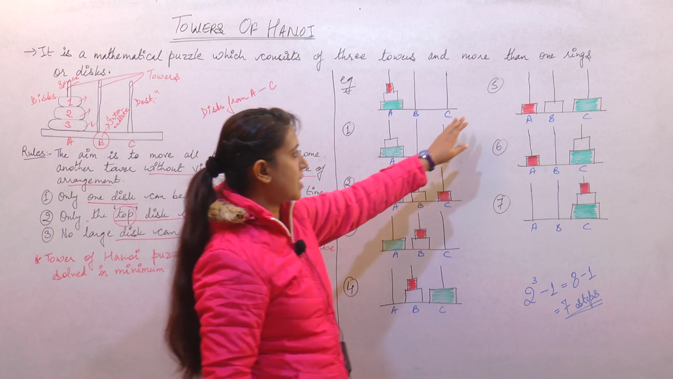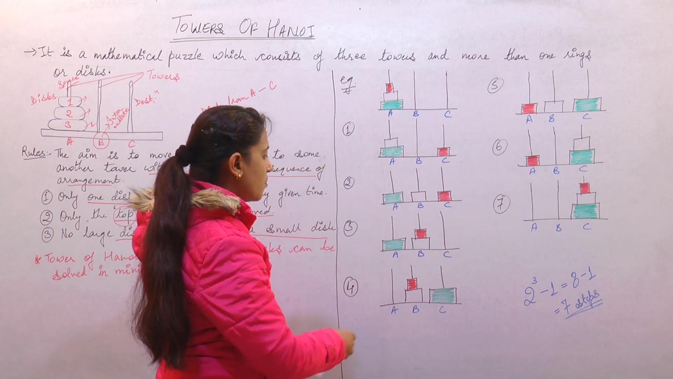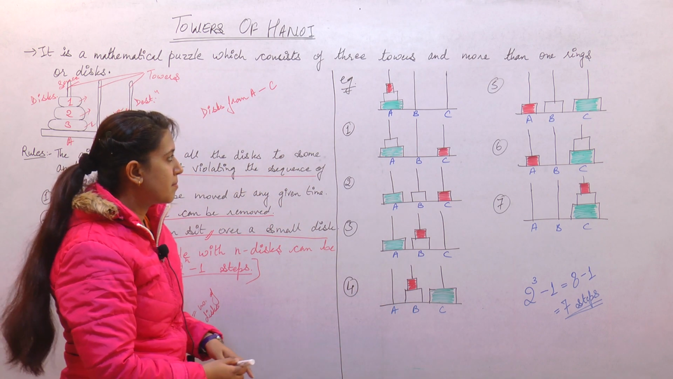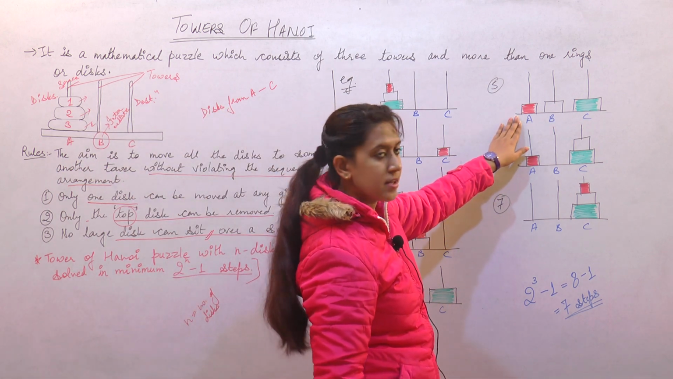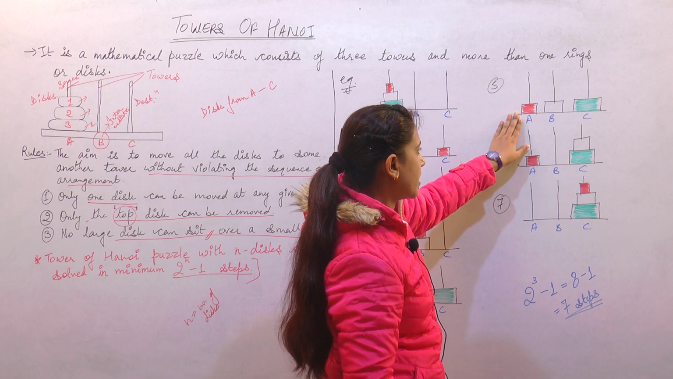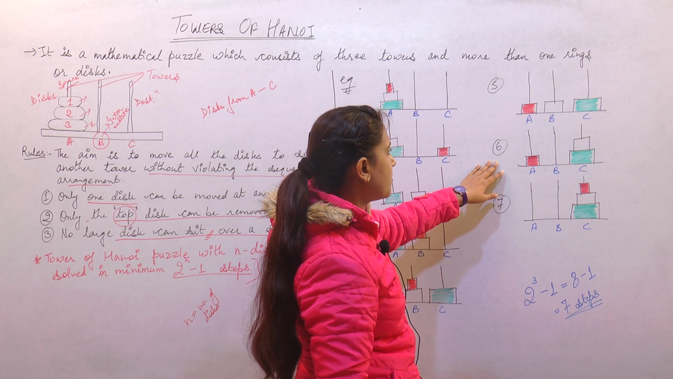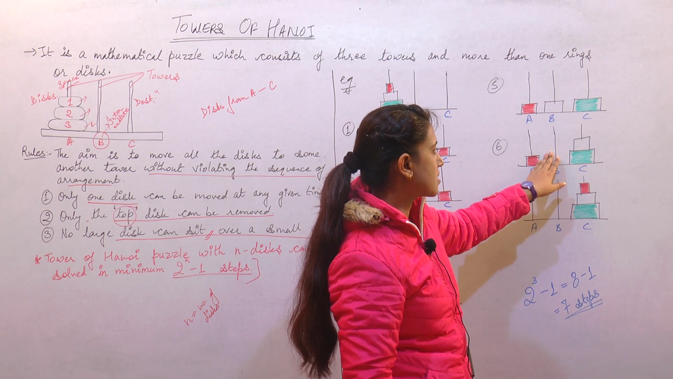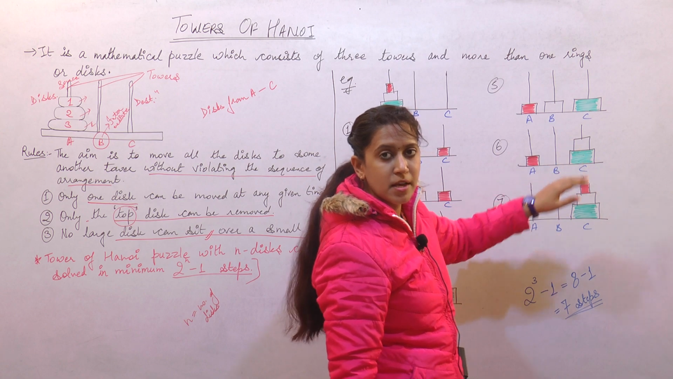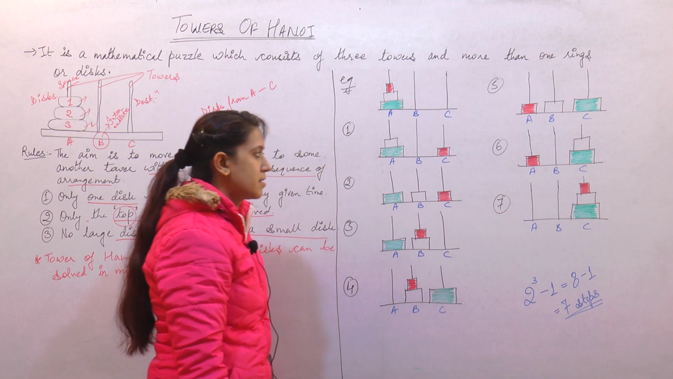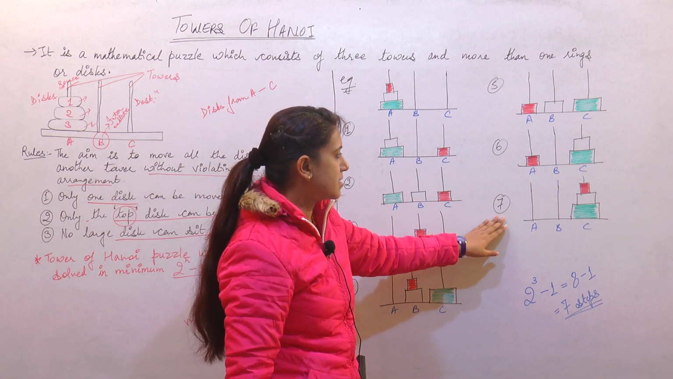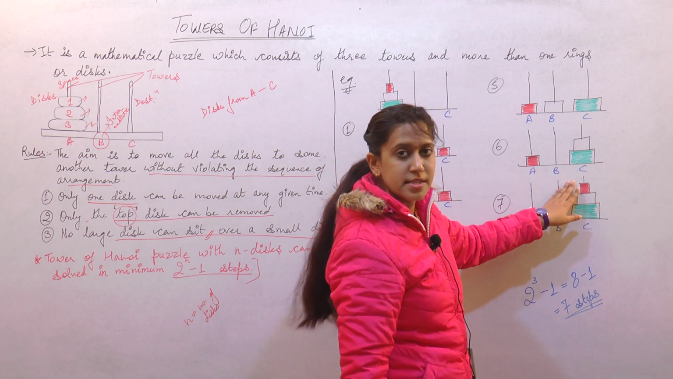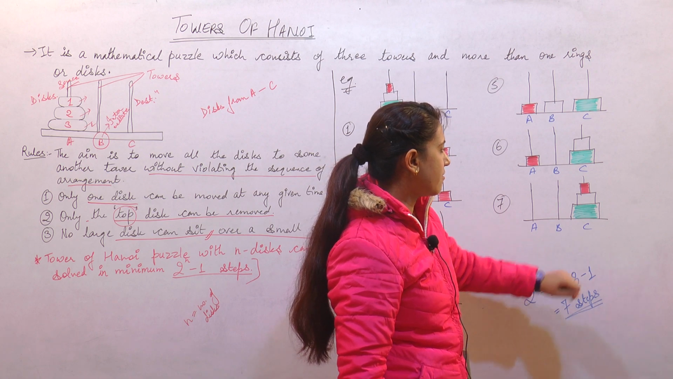Then in fifth step we moved the smallest disk back to tower A. In next step we moved the second largest disk above the largest disk, and in last step we moved the smallest disk above the second largest disk in tower C.